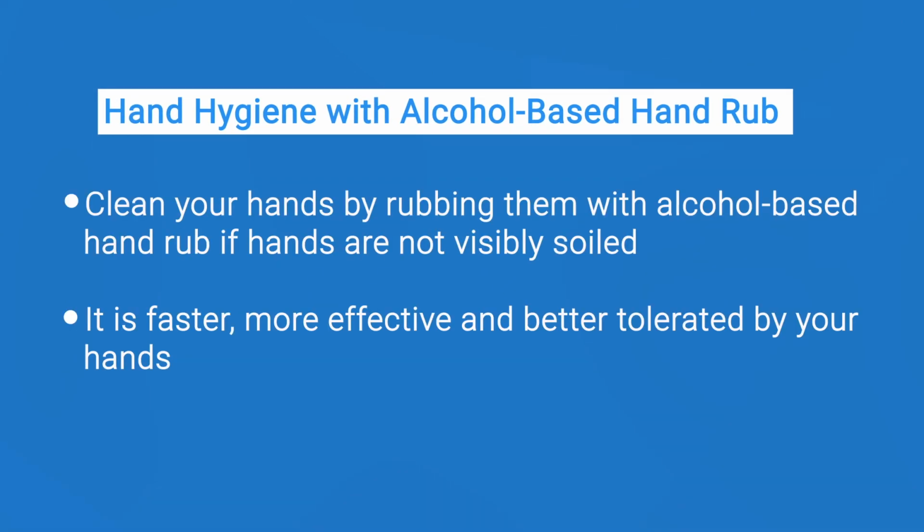We are now going to look at the hand hygiene steps with alcohol-based hand rub indicated by the World Health Organization. We'll have a demonstration, and these are the steps. Clean your hands by rubbing them with alcohol-based hand rub as the preferred means for routine hygienic antisepsis if hands are not visibly soiled. It is faster, more effective, and better tolerated by your hands than washing with soap and water.